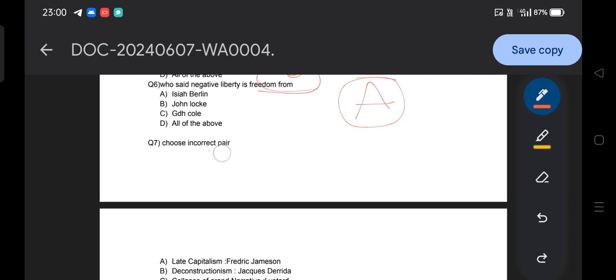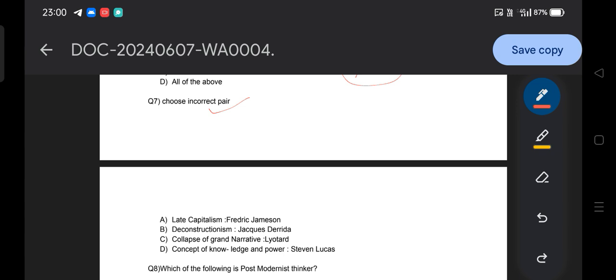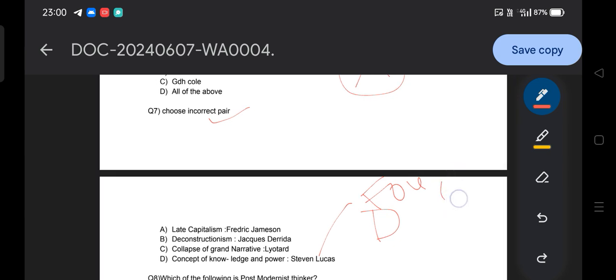Then next question: choose the incorrect pair. Late capitalism, Frederic Jameson. B, deconstructionism, Jacques Derrida. Option C, collapse of grand narrative, Lyotard. And option D, concept of knowledge and power, Steven Lukes. It is a very easy question and very interesting also. What is the appropriate answer? The answer is option D, because the concept of knowledge and power was given by Foucault. So option D is the answer.